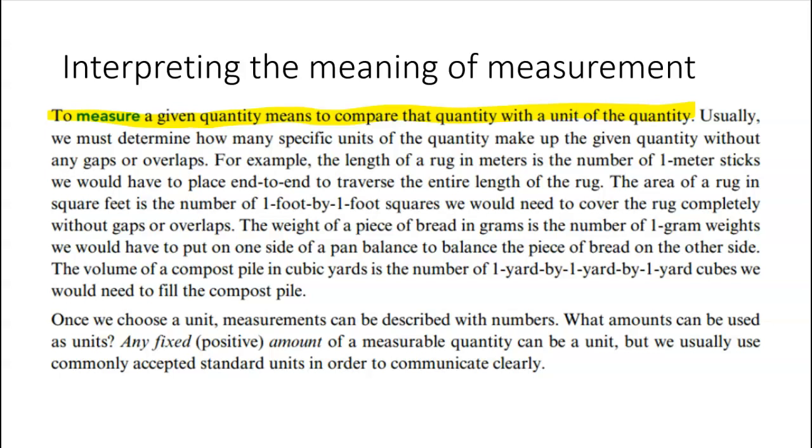The weight of a piece of bread in grams is the number of 1 gram weights we would have to put on one side of a pan balance to balance the piece of bread on the other side. And the volume of a compost pile in cubic yards is the number of 1 yard by 1 yard by 1 yard cubes we would need to fill the compost pile. So once we choose a unit, measurements can be described with numbers. What amounts can be used as units? Any fixed amount of measurable quantity can be a unit. But as we move forward, you'll see, and as you already know in your life, we have some standard units.